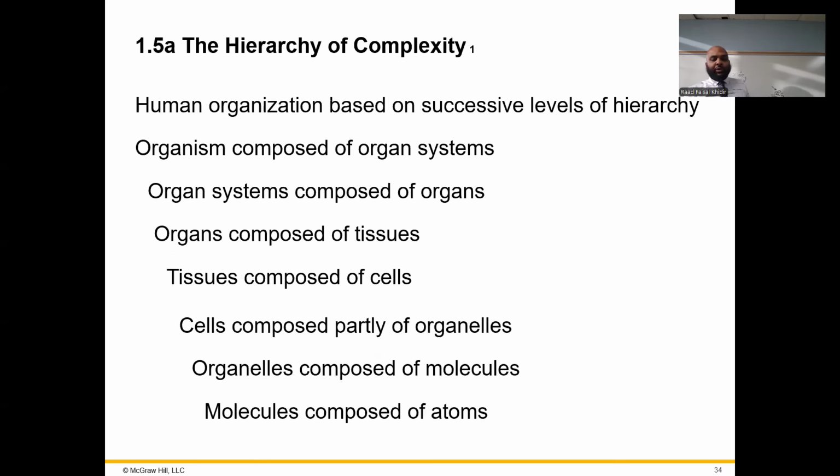Okay, so we talked about this. This is the hierarchy of the complexity. That's the hierarchy of the complexity. And we said that we begin with molecules and atoms at the base, and then we have organelles. The organelles give us the cells, cells give us tissues, tissues give us organs, organs give us organ systems, the organ systems give us the organism, and multiple organisms give us a population. So we mentioned that.